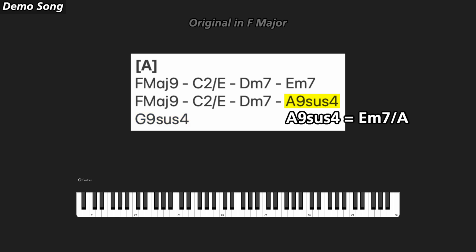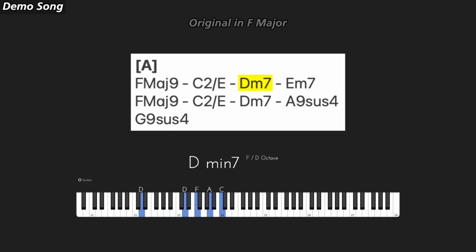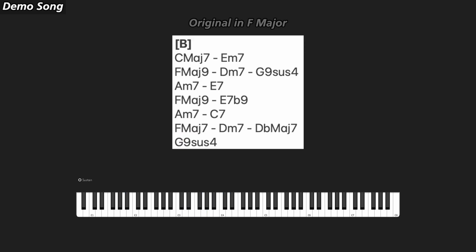I use it twice. It works great here because it's an E minor 7 over A. You're expecting the E minor 7 here, but it's changed up with a new root note. Here's the B section, what would be the verse.